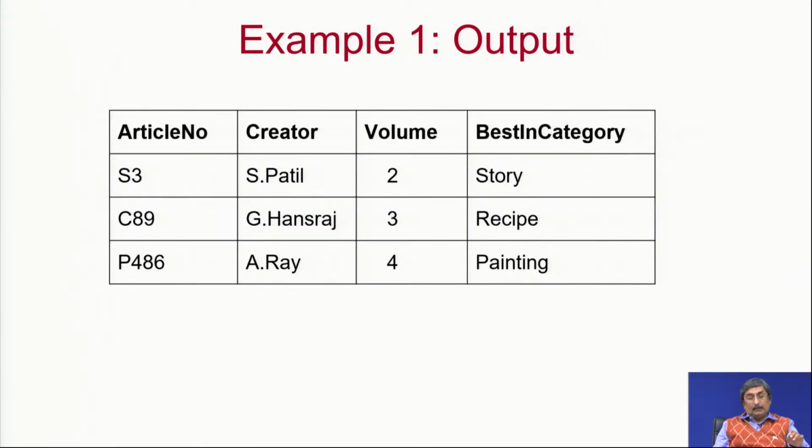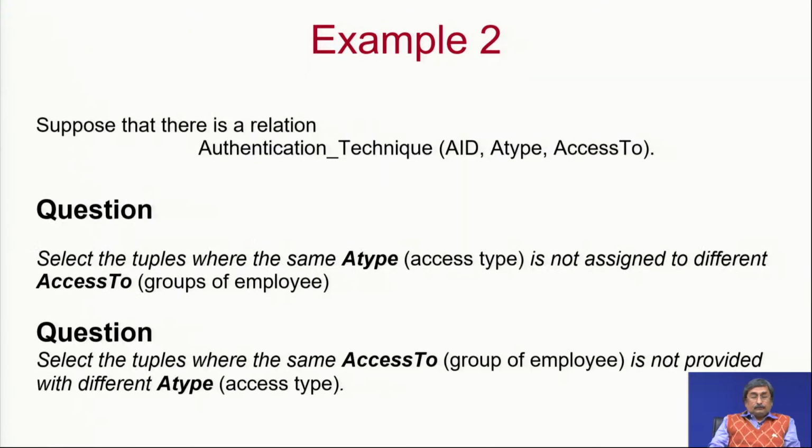Let us look at the second example. Assume that there is a relation authentication technique and the attributes are authentication ID, AID, authentication type, A type, access to whom access is granted.